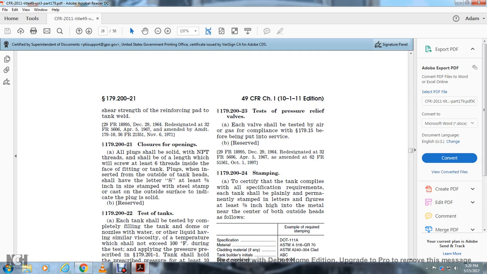179.223 Test of pressure relief valves. Each valve shall be tested with air or gas in compliance with 179.15 before being put into service.